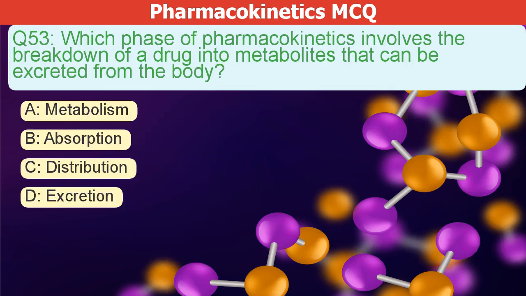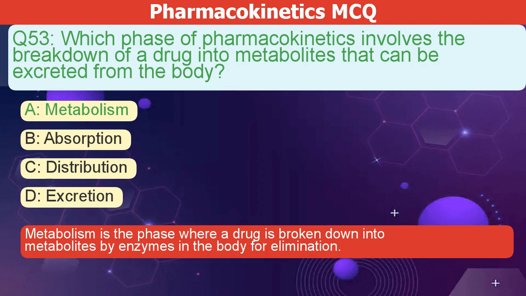Which phase of pharmacokinetics involves the breakdown of a drug into metabolites that can be excreted from the body? A. Metabolism. B. Absorption. C. Distribution. D. Excretion. The correct answer is A. Metabolism is the phase where a drug is broken down into metabolites by enzymes in the body for elimination.